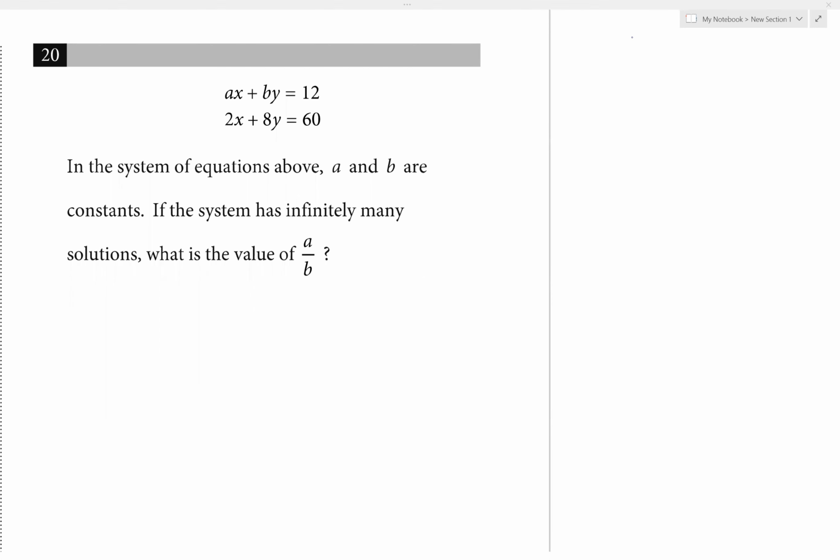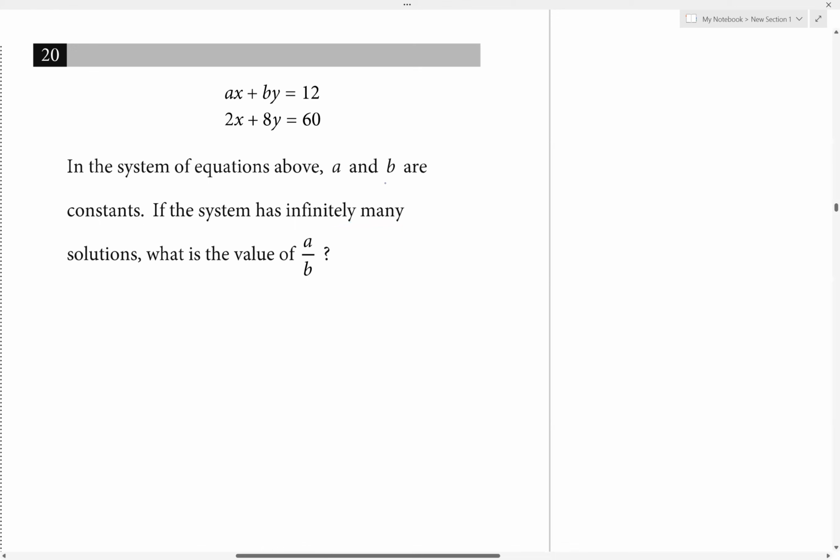Right, number 20. ax + by = 12, 2x + ay = 60. In the system of equations above, a and b are constants. If the system had infinitely many solutions, what is the value of a over b? Okay, so these two equations, they told us we have infinitely many solutions. What's the value of a over b?